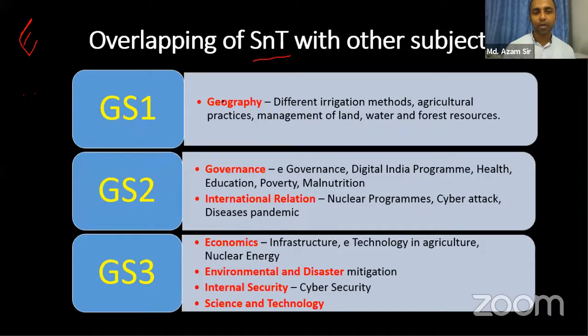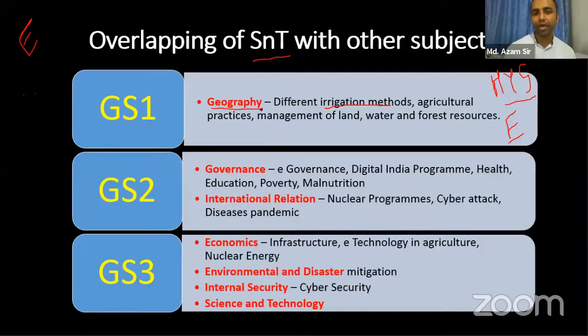For example, technology has overlapping with geography. In geography, we have different irrigation methods. These irrigation methods are basically a technology only. So over here technology is overlapping with geography. Then different types of agricultural practices, then high yielding variety of seeds. Then fertilizer, which is developed out of technology only. So you can consider the agricultural input methods which are recently being developed as a good example of technology, and that can have overlapping with geography.